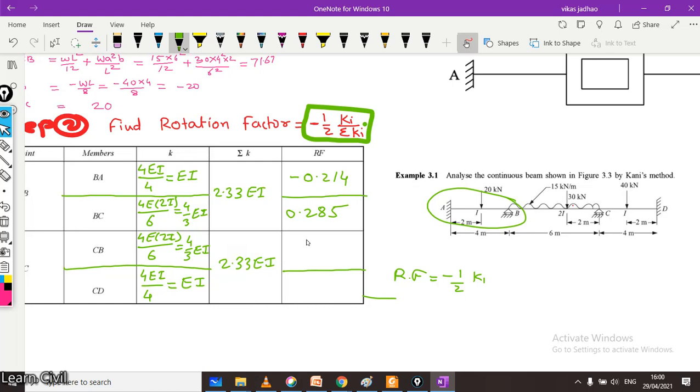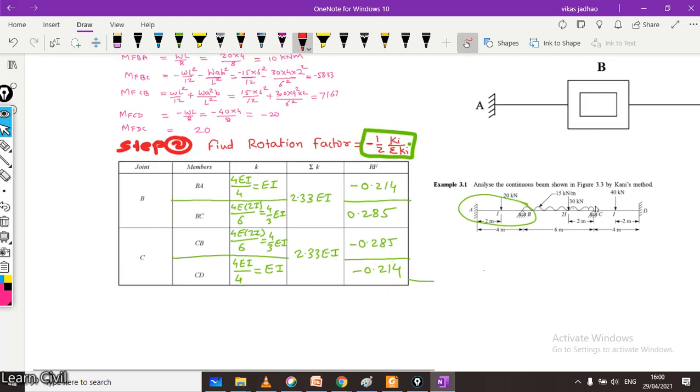And this rotation factor will be equal to minus half into Ki divided by summation K. Just put the values in this particular equation, we will get the rotation factor equal to minus 0.285 here. Similarly here minus 0.5 into EI divided by 2.33 EI, this will be minus 0.214. These are the rotation factors for joints B and C.